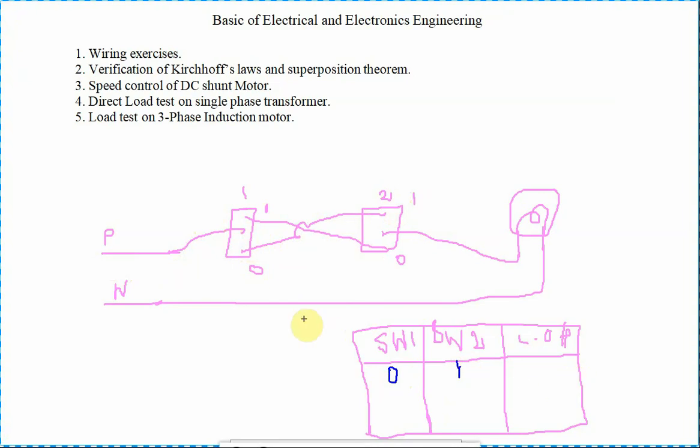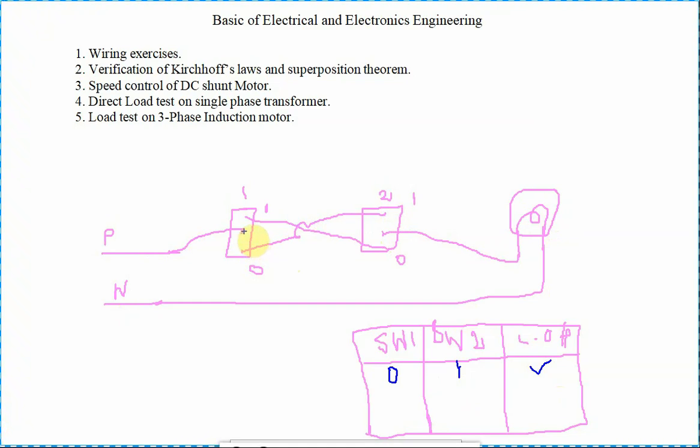What about the output? See, look at it. The phase line is going from here, 0 position, so downside 0, and then moves to the top, 1 position. So here the lamp is getting a connection. It will glow. It will turn on.